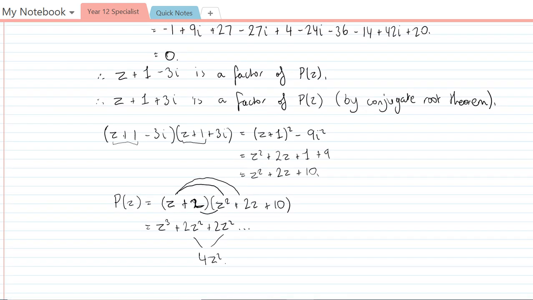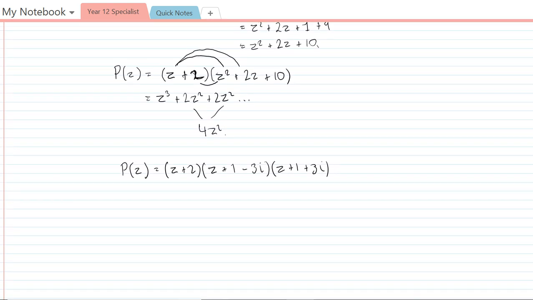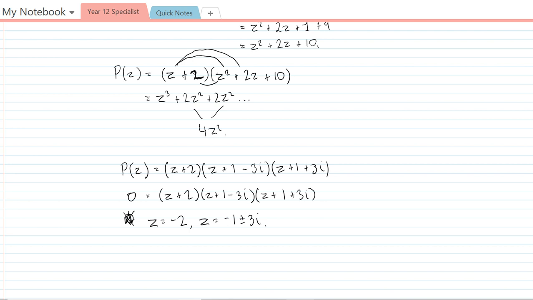Okay, and so I've got all three factors now. So I can say that p of z is equal to z plus 2 multiplied by z plus 1 take 3i, multiplied by z plus 1 plus 3i. And so solving where p of z is equal to 0 is going to give z equals negative 2 and z equals negative 1 plus or minus 3i. And so there we have our three solutions. Anyway, I'll leave that video there and see you next time.